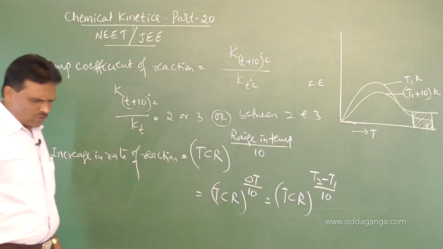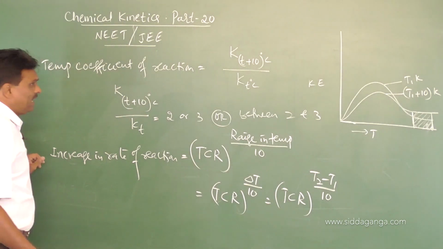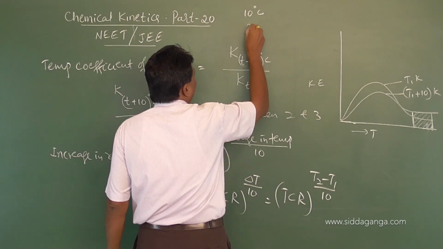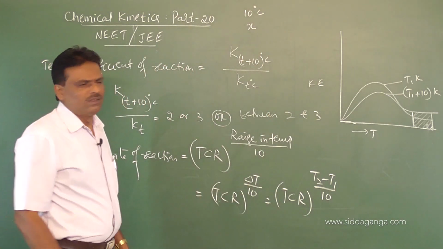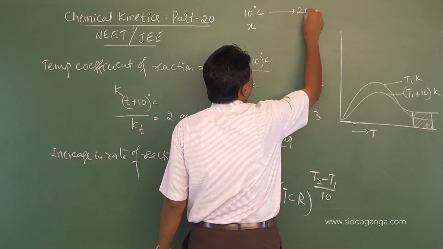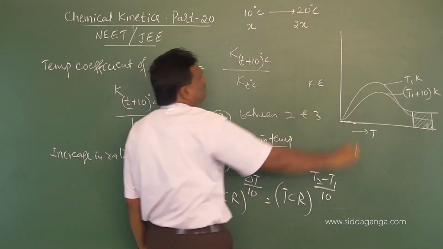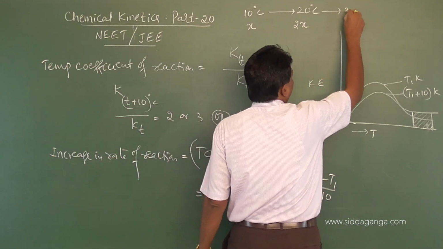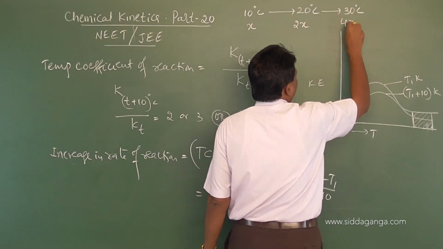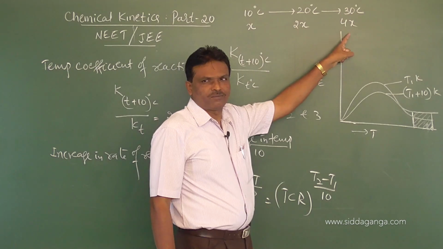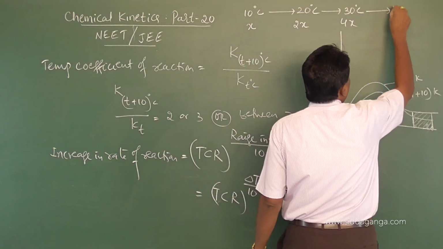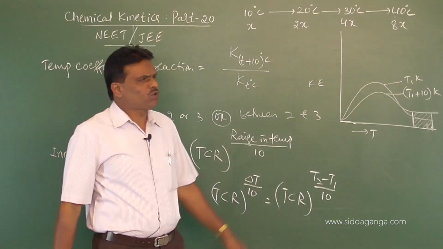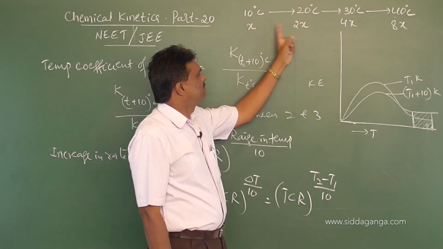Is it clear? So we know that in general at 10 degrees centigrade, if the rate of reaction becomes x, then what is the rate of reaction at 20 degrees centigrade? So the rate becomes doubled, means 2x times. Then if the temperature further rises to 30 degrees centigrade, again the rate doubles to 4x. Then at 40 degrees centigrade, the rate becomes 8x. So for every 10 degree rise in temperature, the rate becomes double.